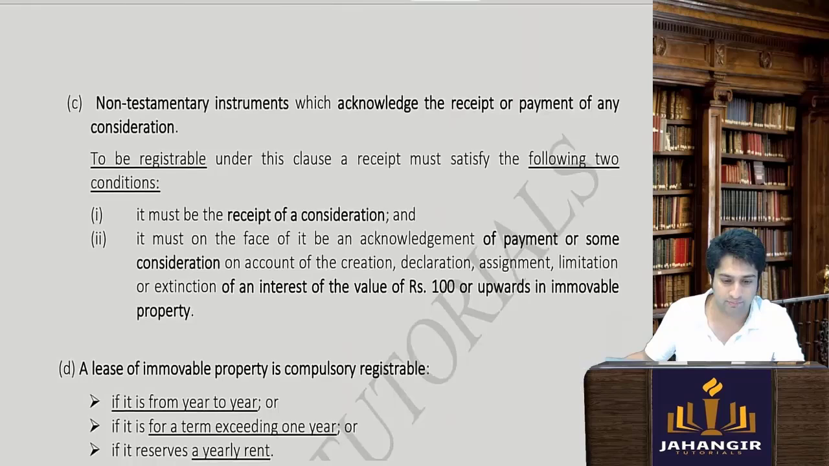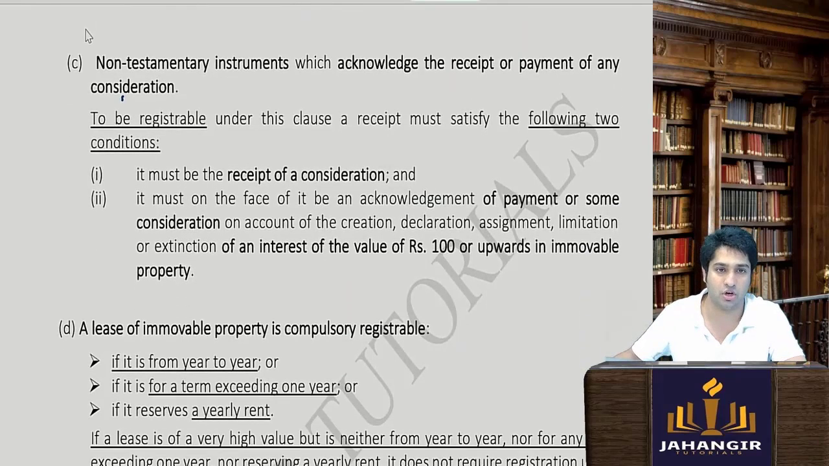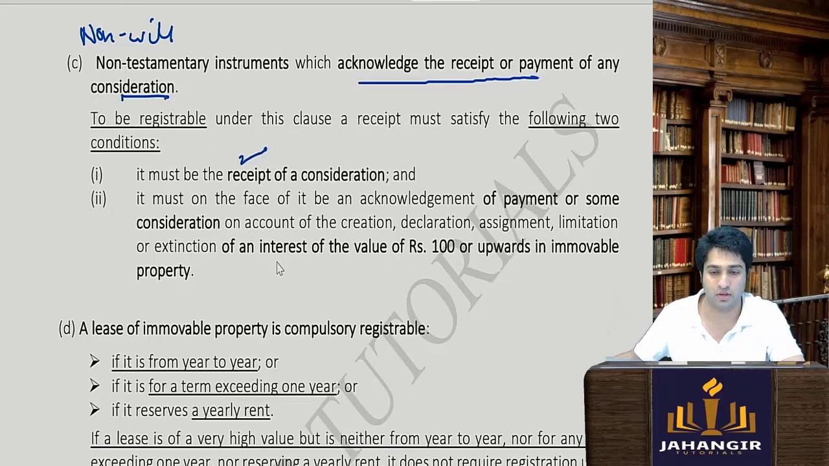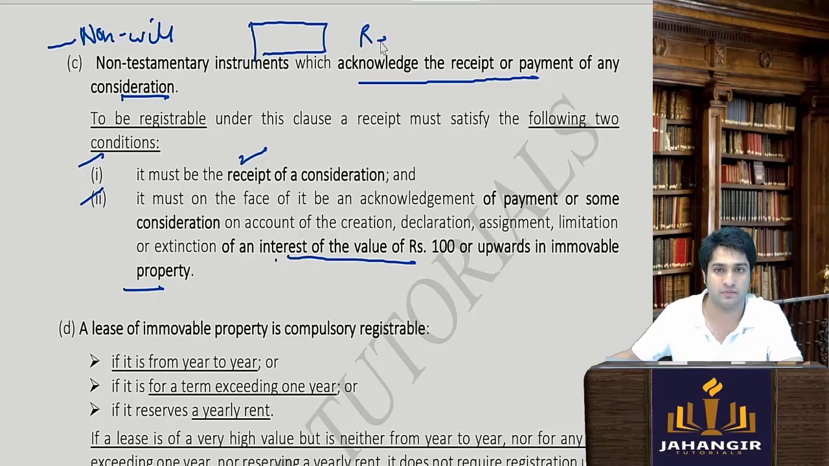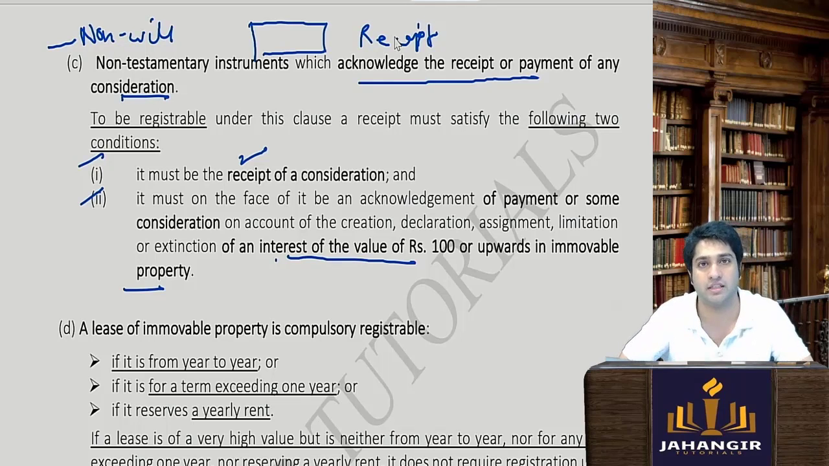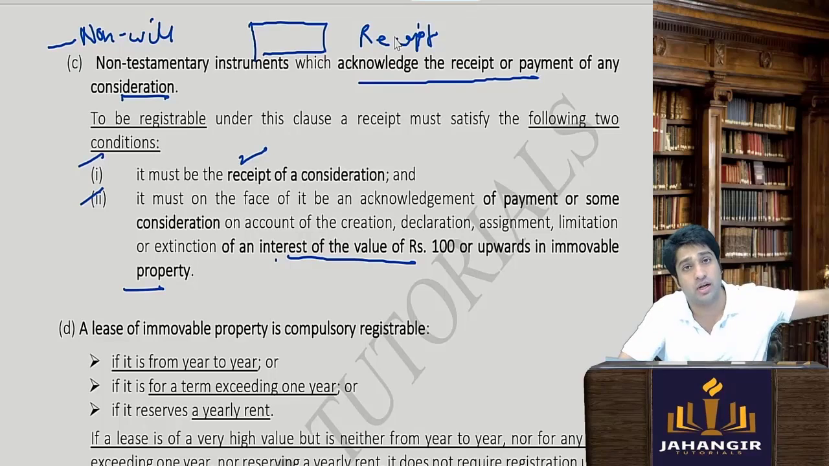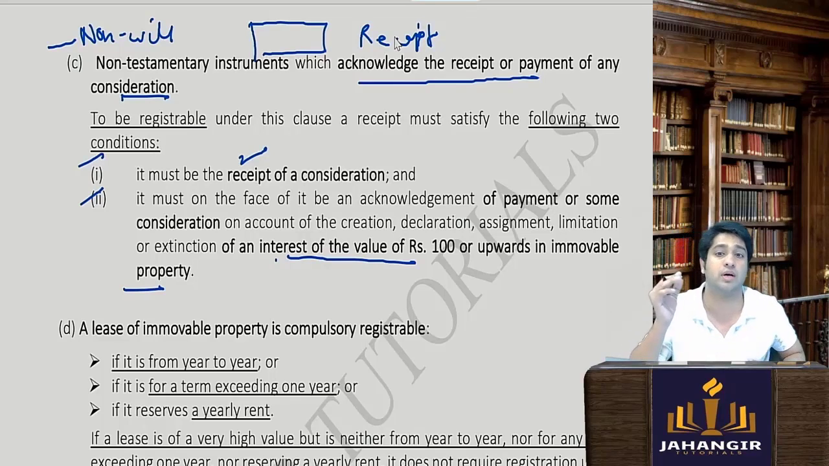Now the third one, non-testamentary instruments, that is non-will instruments which acknowledge the receipt or payment of any consideration on account of the creation, declaration, assignment, limitation or extinction of any right, title or interest in an immovable property of 100 rupees or upward. What this means is that a receipt clause, a receipt will be made. Suppose I have bought a property of 100 rupees and upwards, a 2 crore house. The sale deed will be registered, and along with it the receipt in which the payment is acknowledged, acknowledgement that I hereby have received so and so money, that also has to be registered with the government.